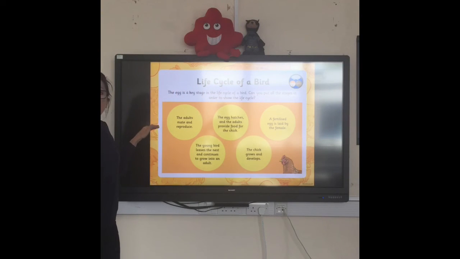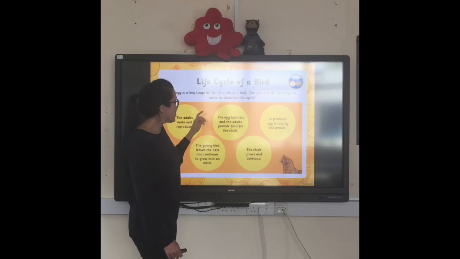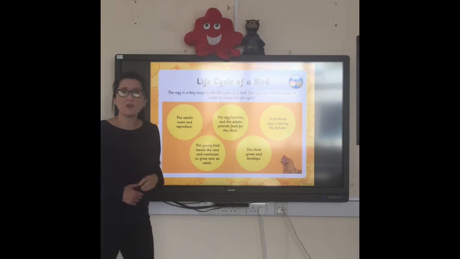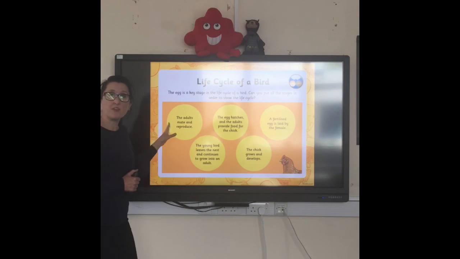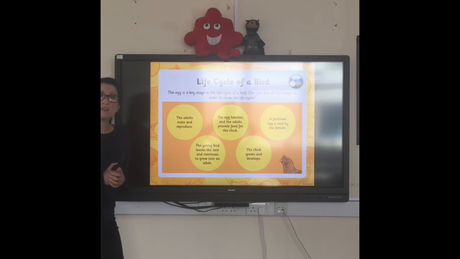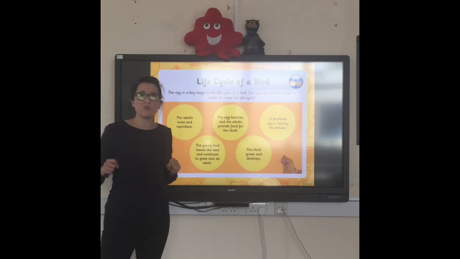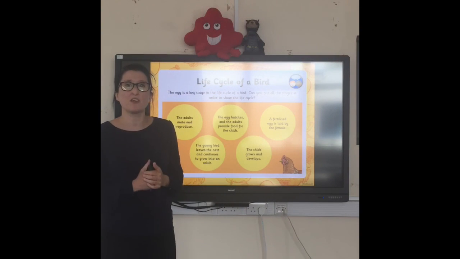What I also want you to do when you've done that is add some little diagrams, some drawings, and maybe some explanation of any key vocabulary that's within these bubbles. Alright, so when you've done your life cycle of the bird, I want you to take a picture of it, send it over to me, and I can have a look at it.